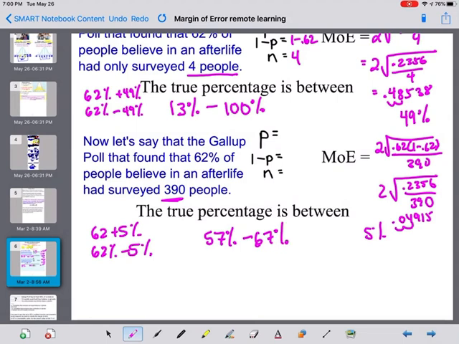That means that if we actually surveyed 390 people out of the whole school, we would know that the whole school would fall somewhere in this range. That if we actually surveyed every single person, the percentage of people that believe in an afterlife would fall somewhere within that. That's what a confidence interval is. It's saying, with confidence, what can you say the entire population would believe?